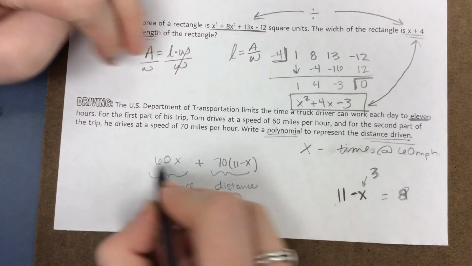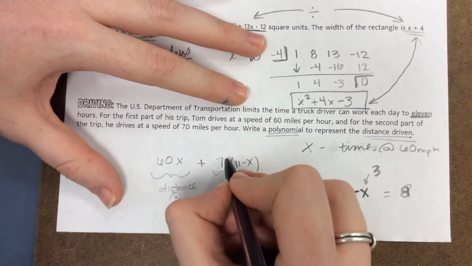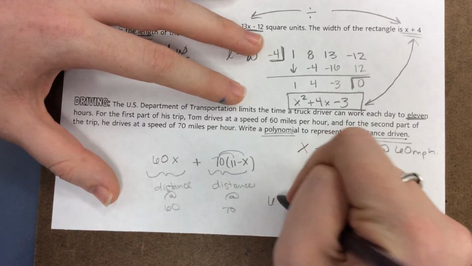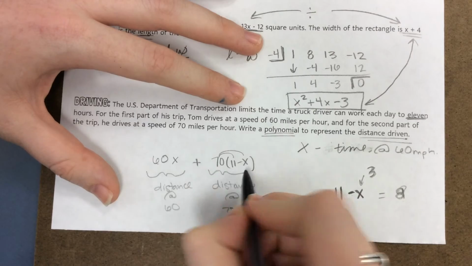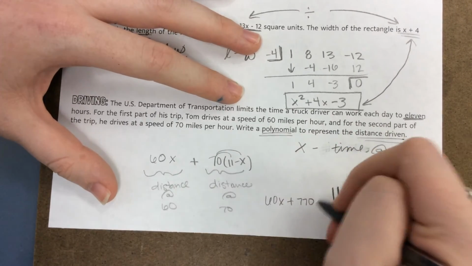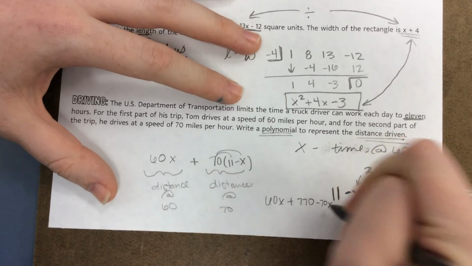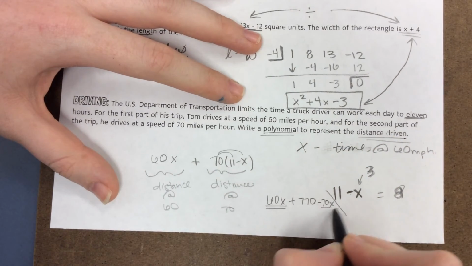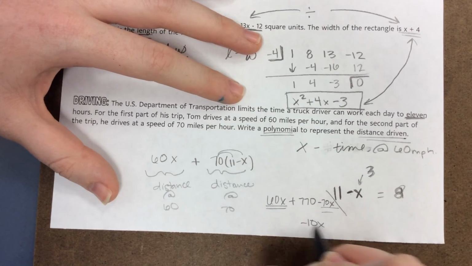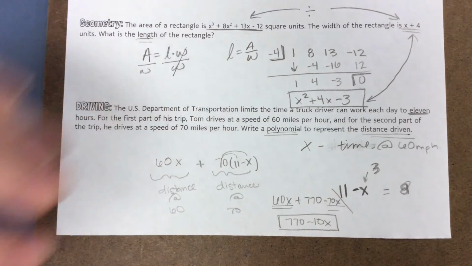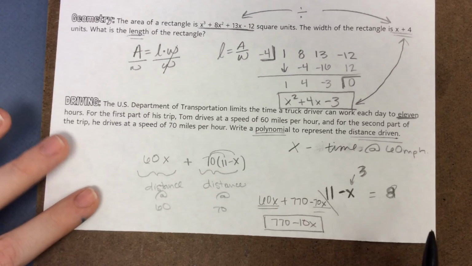Then you're going to simplify this expression, so we're going to distribute that 70. So we have 60x plus 70 times 11 is 770, and then 70 times a negative x is a negative 70x. Then we combine like terms, 60x minus 70x is negative 10x, and then we have that 770 there. So there's your polynomial that represents the distance he drove.